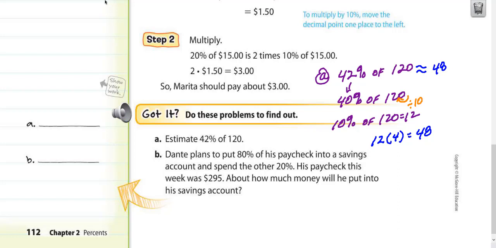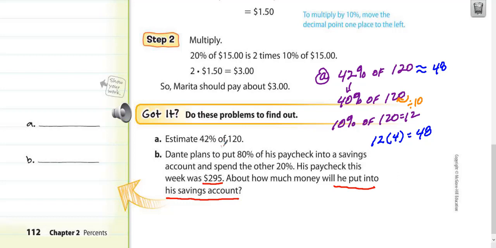Now, B is a word problem, and one of the things I strongly recommend you do with word problems is you read through the whole problem before you start doing anything. You underline the important information, and you get rid of any information that's extra, but you don't need for the problem you're asked to solve. So Dante plans to put 80% of his paycheck into savings and spend the other 20. His paycheck this week was $295. That's an important fact. About how much money will he put into his savings account?